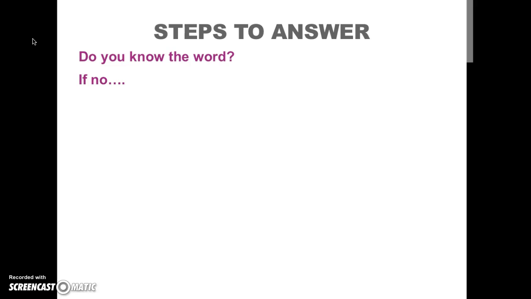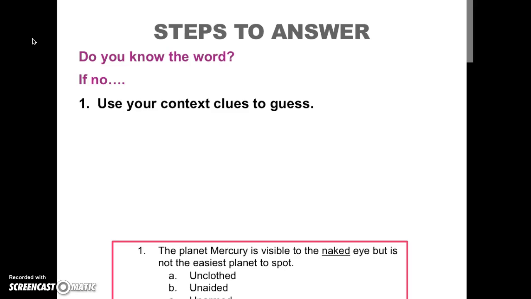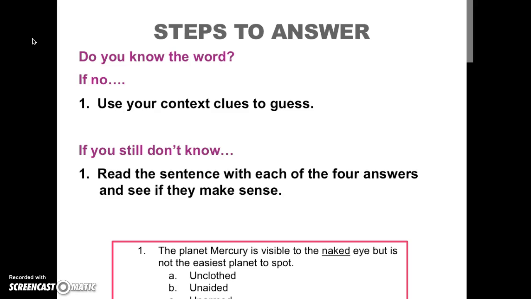Now, what happens if you do not know the word? For example, the planet Mercury is visible to the naked eye. What is naked? I don't know. Well, first we need to use our context clues. But this sentence does not have any context clues. So we will read the sentence with each of the four answers and see if they make sense.